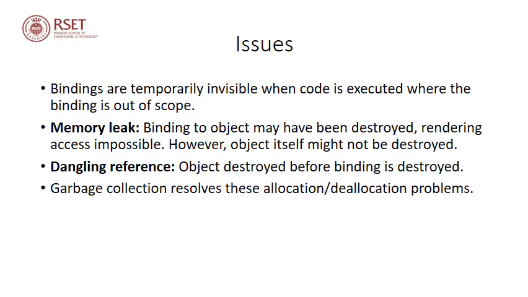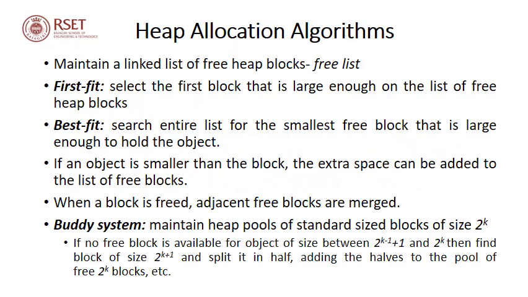Garbage collection resolves these allocation and deallocation problems. We know that during dynamic memory allocation, memory will be allocated from the heap in a non-contiguous manner. As in the previous example program, if we wanted 20 bytes of memory, it will be searching for that 20 bytes of memory within the heap. To find the free spaces within the heap, each of these algorithms will maintain a linked list of free heap blocks, which is called the free list.